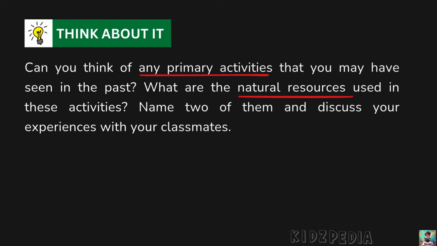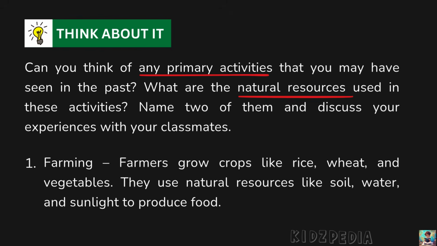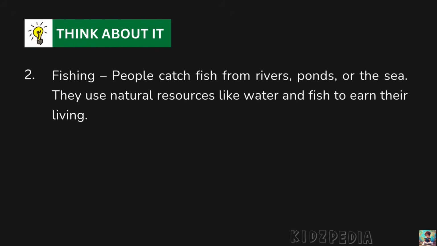Share your own experiences. Maybe you visited a farm, helped in a garden, or saw fishing in a river. I will give you a sample answer for this question. You can write your own answer based on this example. First one, farming. Farmers grow crops like rice, wheat, and vegetables. They use natural resources like soil, water, and sunlight to produce food. Second one, fishing. People catch fish from rivers, ponds, or the sea. They use natural resources like water and fish to earn their living.